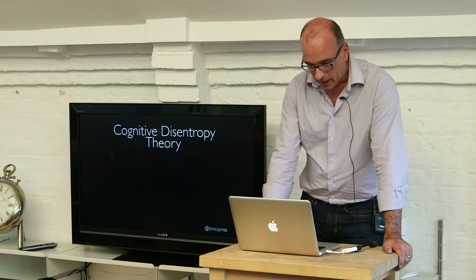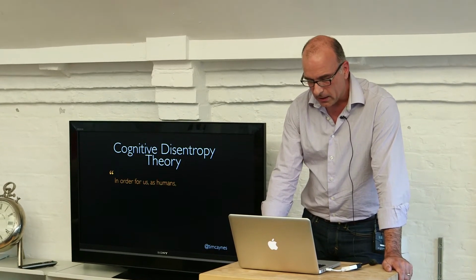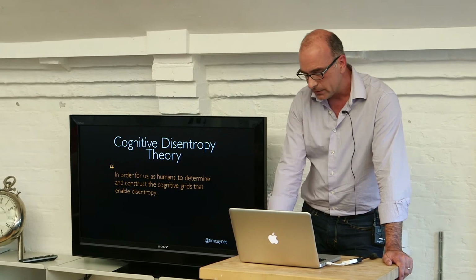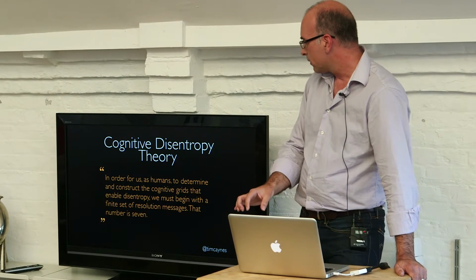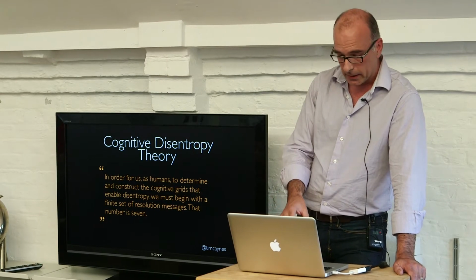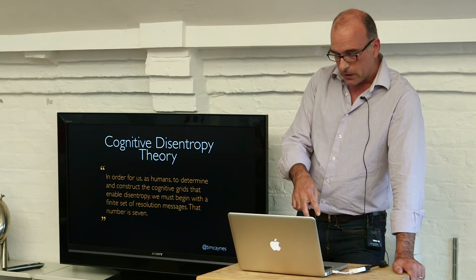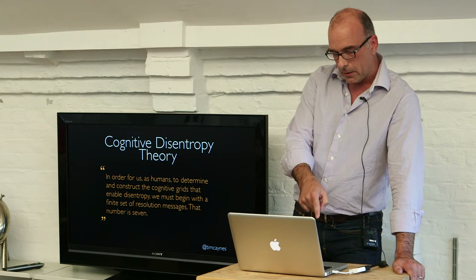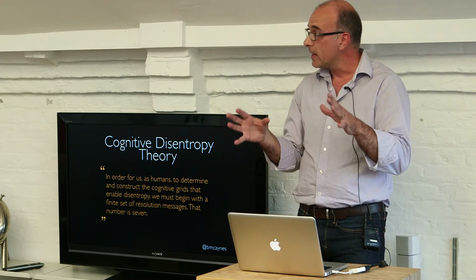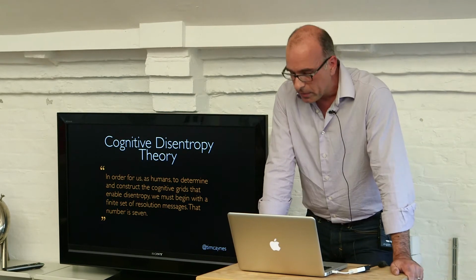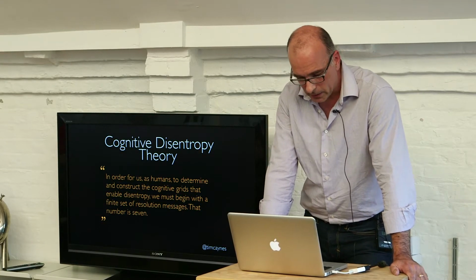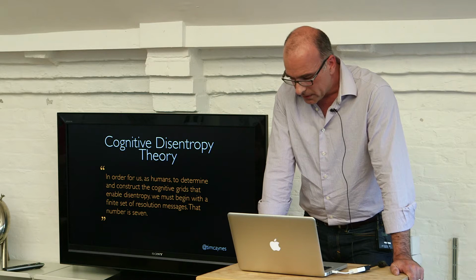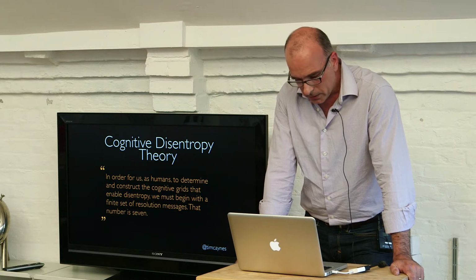Now, the basic premise at the heart of Blake's cognitive dysentropy theory was that there must be a finite set of resolution messages, and those are used for constructing cognitive grids. But he went further than just describing a set that you need to do this. He proposed a number, a magic number, and that number in this case was 7. So subsequently that number's been called Blake's number.